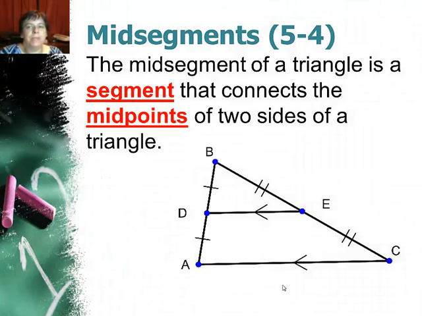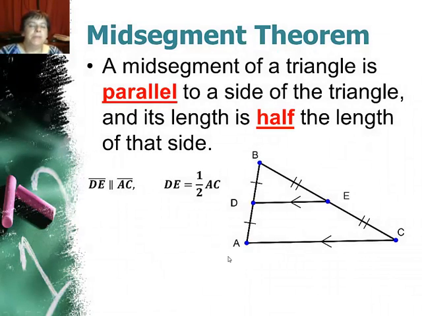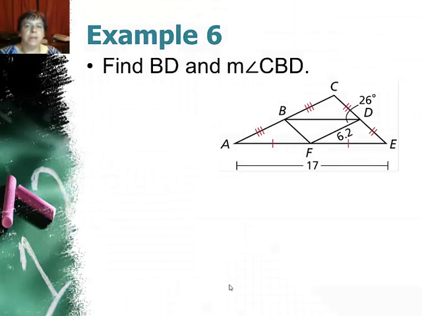So as you saw in that video, the midsegment of a triangle is a segment that connects the midpoints of two sides of a triangle. All right, and you can see here D and E are midpoints, and D is the midpoint of AB, E is the midpoint of BC. The Midsegment Theorem says that the midsegment of a triangle is always parallel to the side of the triangle. So these two sides will always be parallel, and this length is half of this length. So let's go ahead and apply this to an example.